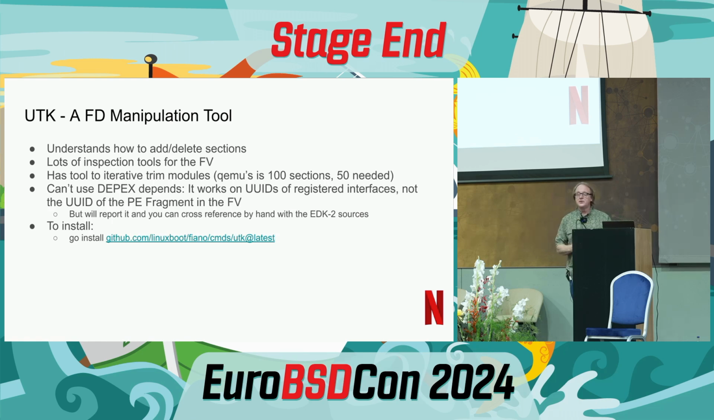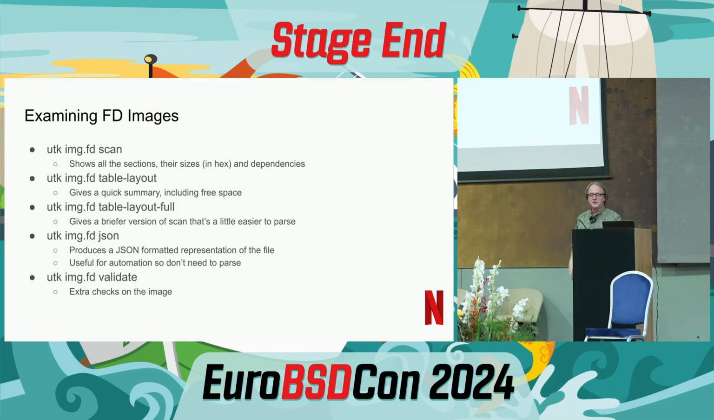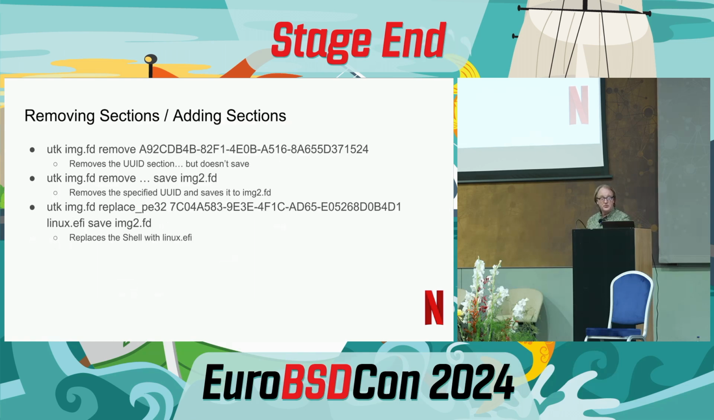Since this tool was written in Go, you can very easily install it with go install and the GitHub repo here. And it also helps sometimes to have a copy of EDK2 around. And the UTK tool does a number of things that let you examine the system, it lets you validate it, and playing around with this, you can see how these things would be useful for different kinds of scripting that you would do.